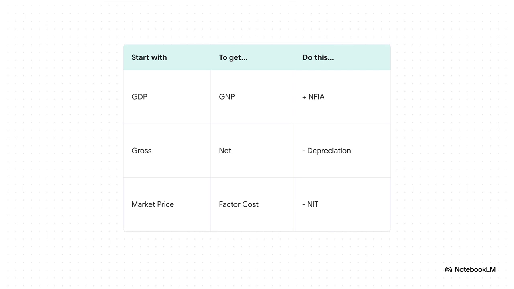For example, want to go from gross to net? Easy, just subtract depreciation. Want to go from domestic to national? You got it, just add NFIA. And to get from market price to factor cost, you just subtract net indirect taxes. It's a simple, repeatable process every time.